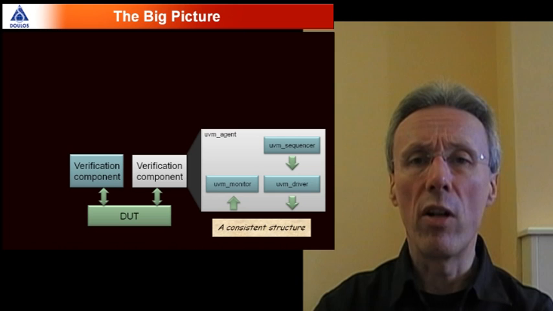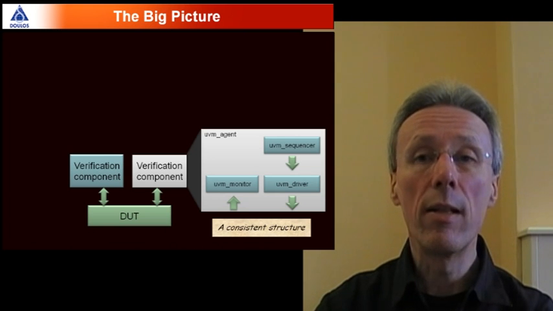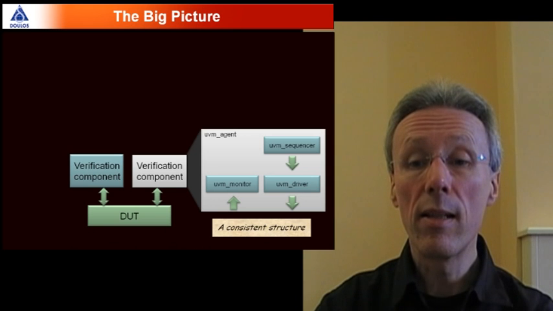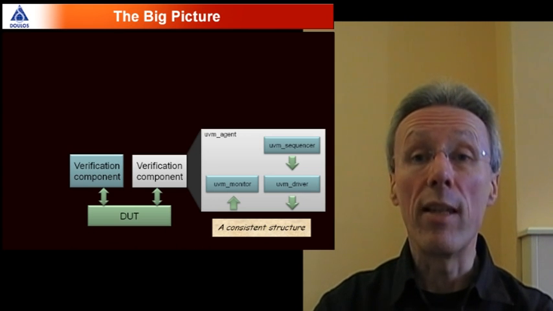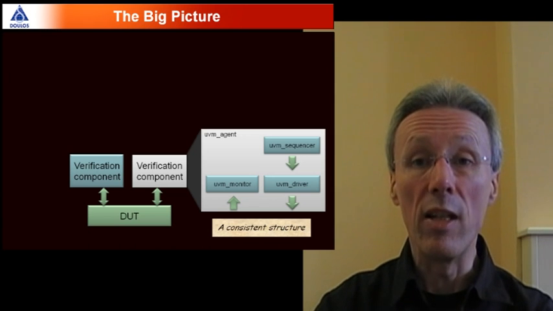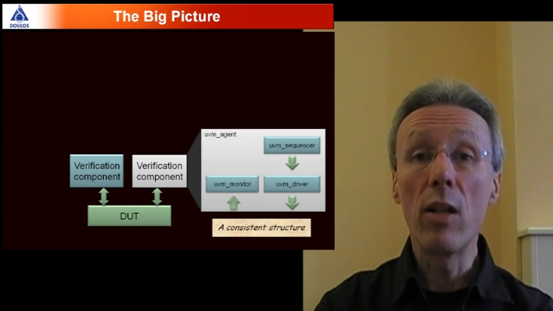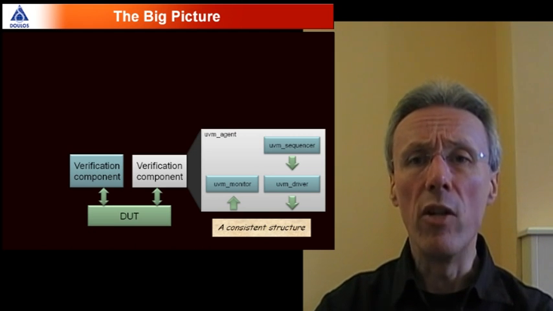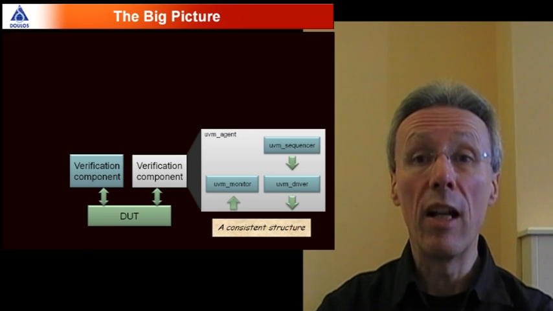One of those standard structures is known as the UVM agent. An agent consists of a sequencer that generates sequences. Those sequences generate transactions that are passed down into drivers. The driver wiggles pins on the design under test, and a monitor watches the interface to the design under test, extracts transactions, and then sends those transactions off to the rest of the verification environment. So consistency and not reinventing the wheel is an important element of UVM.